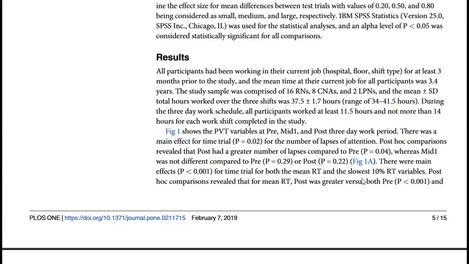And so let's just take a look at one of the results. So right here, figure 1 shows the blah, blah, blah. There was a main effect for trial time, which is p is less than 0.02 for the number of lapses of attention. So basically they're saying among the 3 groups, there was a significant difference between the groups. However, when we did post hoc comparisons, post had a greater number of lapses compared to pre, whereas mid had blah, blah, blah.